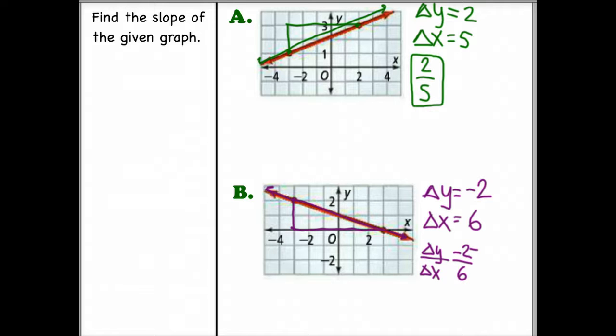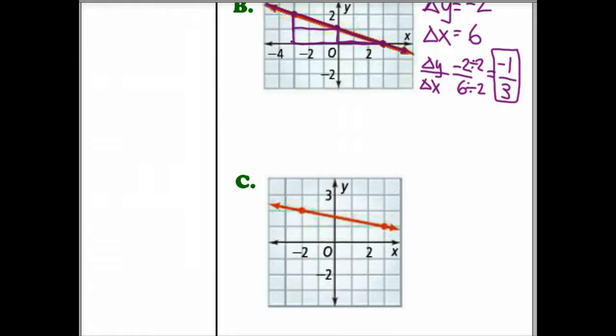So if we use our simplifying skills, we're going to divide both by 2. So what we really have here is negative 1 over 3. That's our slope. What that means is we are going down 1 and over 3 to find the next point.